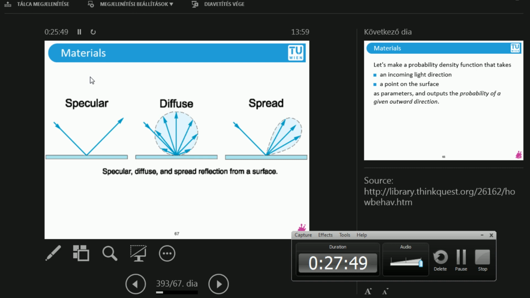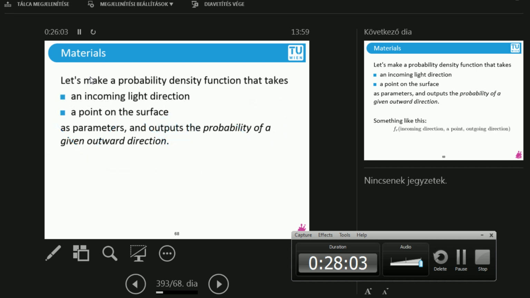We're going to see examples of that. And it's called spread. Please forget this term. Let's call this glossy instead, because this is what it is. This is like the mixture of these two. So these are some basic material models that we are going to see in our renderers later on.